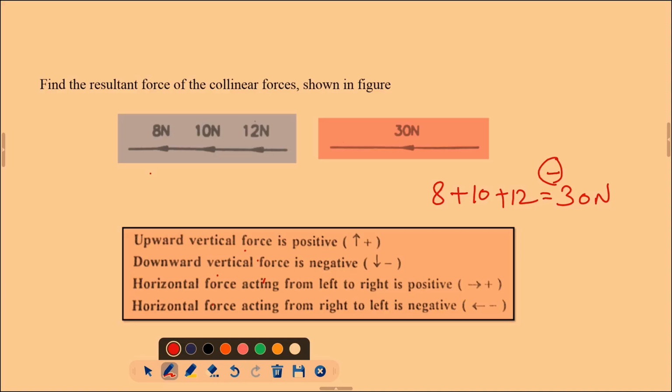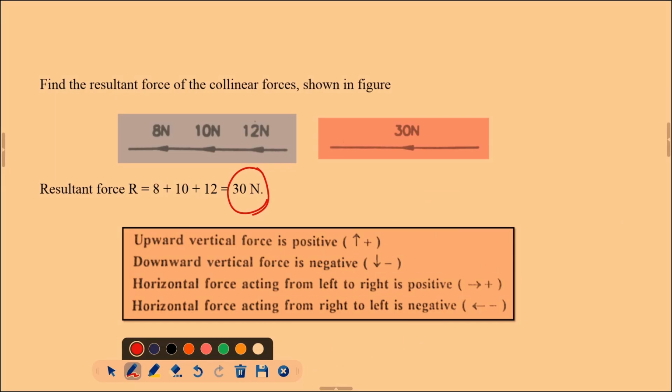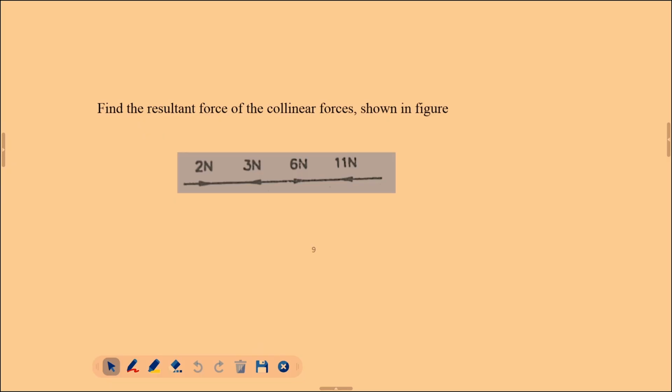This minus indicates the direction in which the force is acting. It is only used for the representation of direction. So for the forces 8, 10, 12, finally you get the answer as 30. Either you can follow this method or the vice versa method. And now another one: find the resultant force of collinear forces shown in the figure.